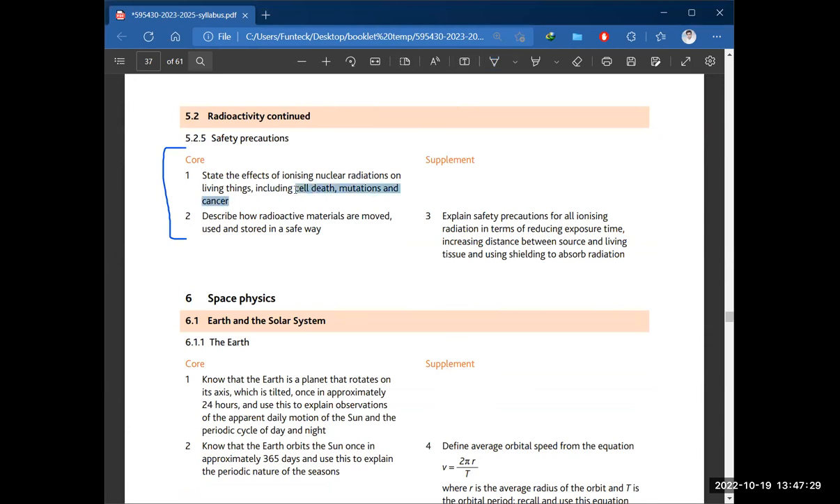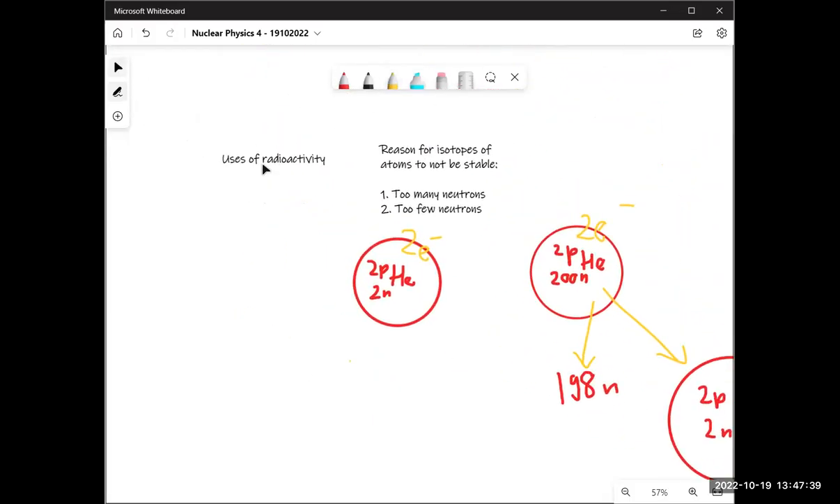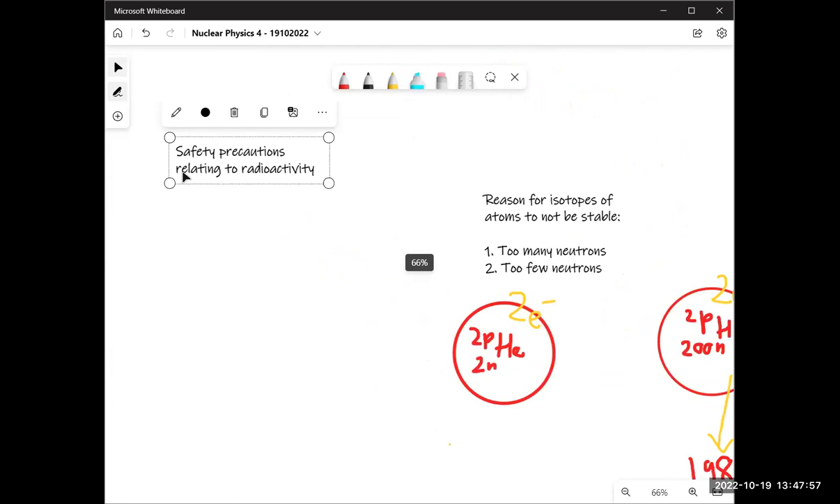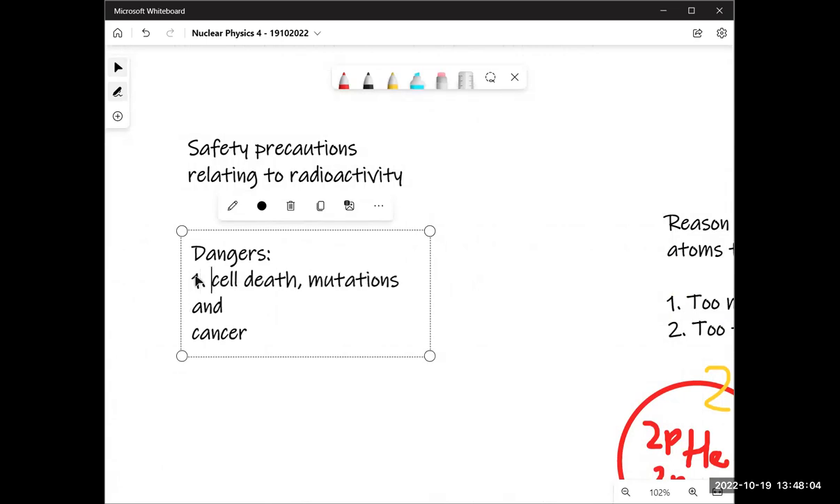All right, let's start with the first thing. Well, you don't really have uses of radioactivity in your syllabus anymore. You do have safety precautions relating to radioactivity. Write this in your book. Start and write dangers. The dangers are cell death, mutations, and cancer.